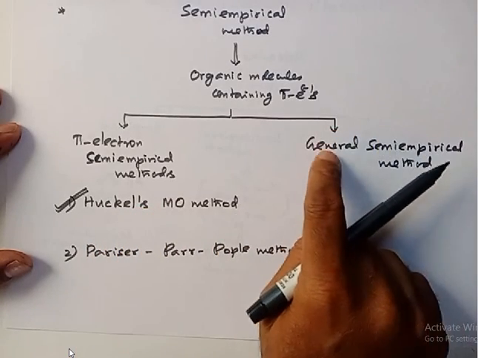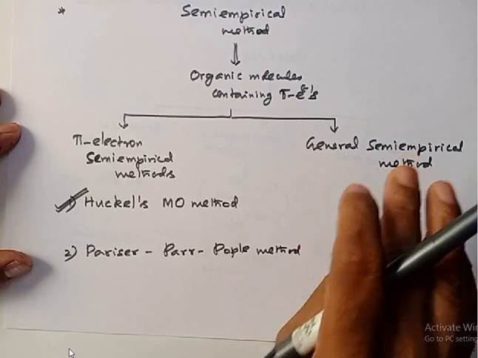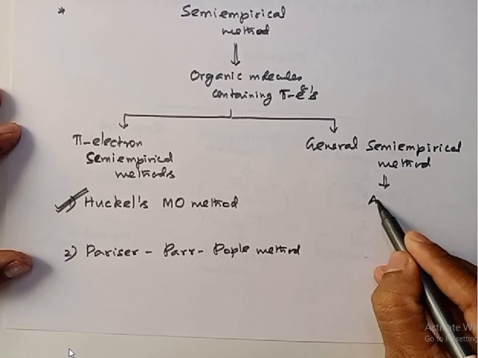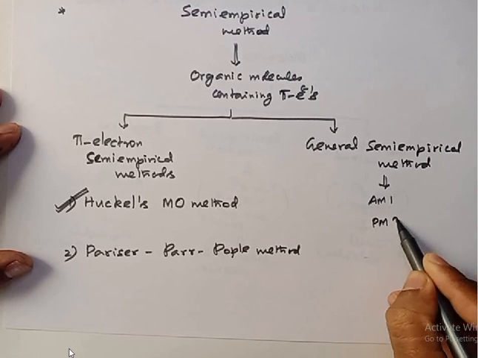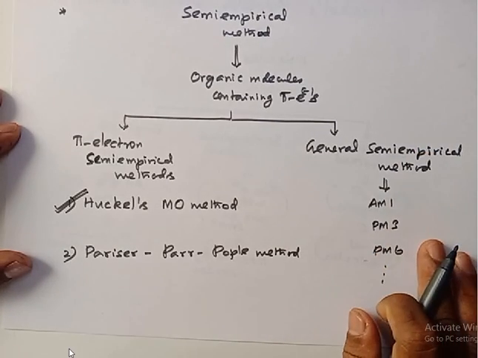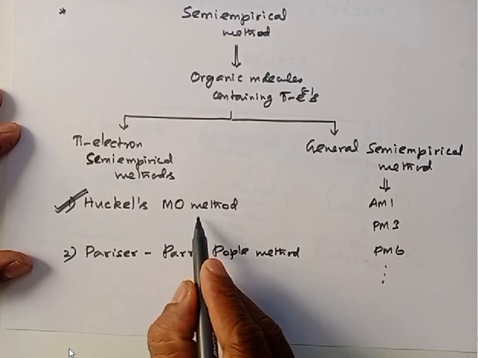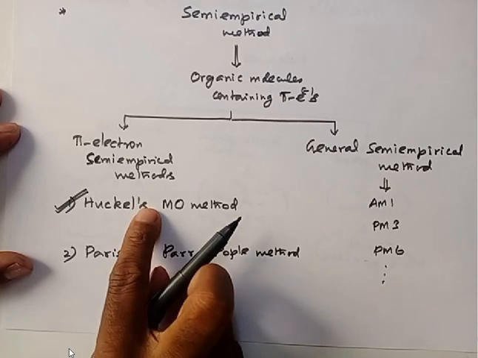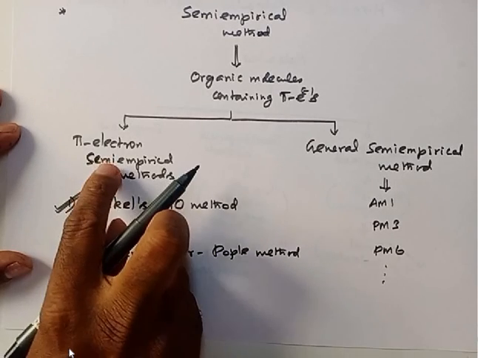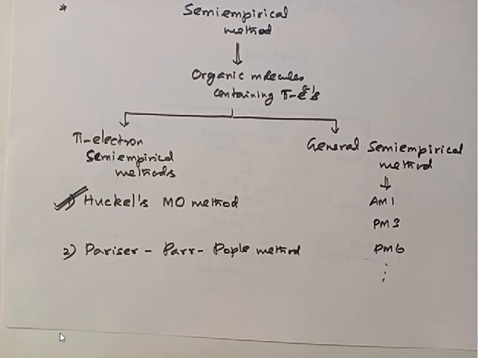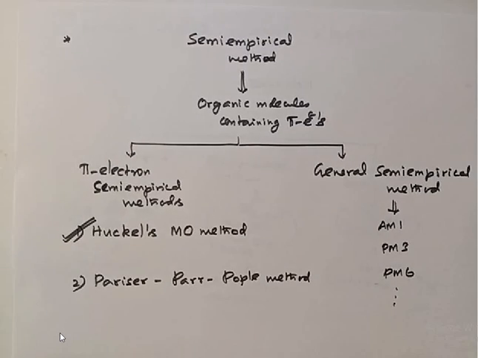We are also not going to discuss general semi-empirical methods. In general semi-empirical methods, we have various methods like AM1, PM3, PM6. A lot of methods are there. I am not going to discuss those here. Our focus is only on Huckel's molecular orbital method, and remember, Huckel's molecular orbital method treats only the pi electrons present in the molecule. So let's move on to Huckel's molecular orbital method.